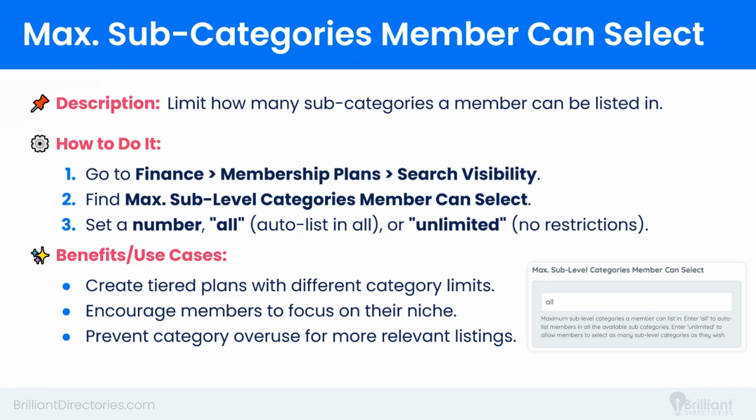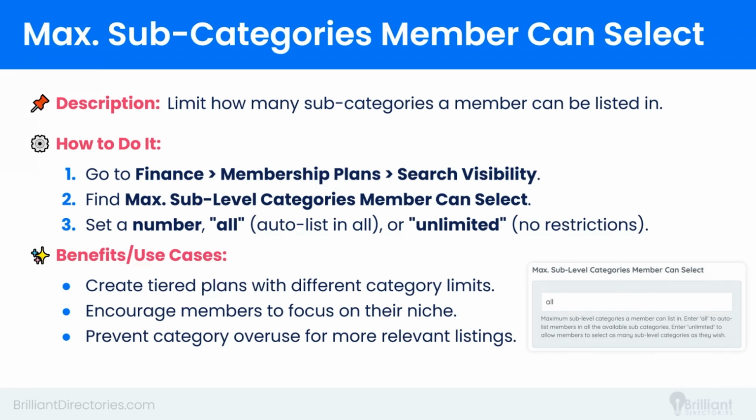And so by doing this, you can prevent the category overuse for more relevant listings. Again, that's not going to happen in every case, but if you see that might be happening on your website, this might be a feature that you might want to explore. And it's a really simple one. It's a membership plan setting. So again, this is set on a per membership plan basis.